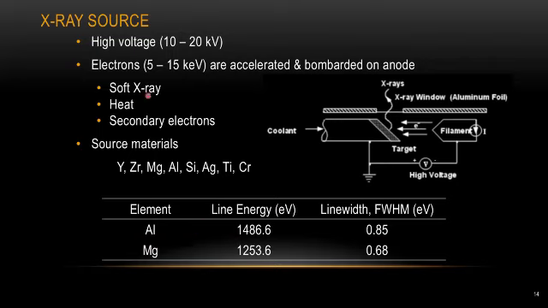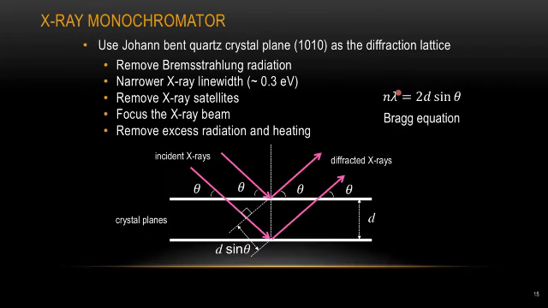But the soft X-ray we generated from this X-ray gun is still not usable for XPS purposes. The raw X-ray coming out from this window we consider to be dirty X-ray. So we need to go through a monochromator to do some filtering. The filter we use is a Johann-type bent quartz crystal plane, used as a diffraction lattice.